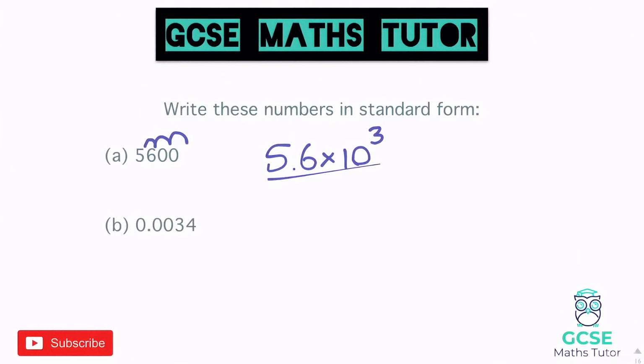Final answer. The next one is a small number, so we're going to have a negative power because we hop the decimal the other way this time. So 1, 2, 3 would make it 3.4. And again, this time it would be times 10 to the negative 3 because it's a 0 point number. That indicates that it's a small number.